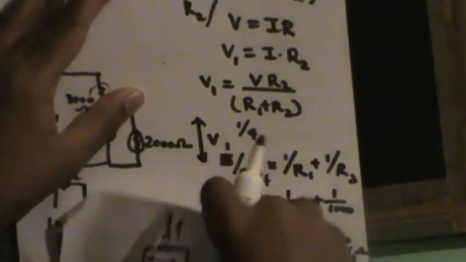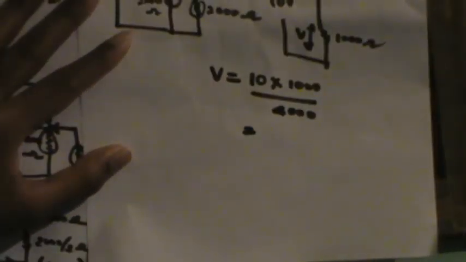From the potential divider theorem, the voltage V across this is equal to the total voltage times the resistance across the point we are taking, which is 1000, divided by the total resistance of this circuit, 4000. So this will be 1/4, and that will be 2.4 volts.